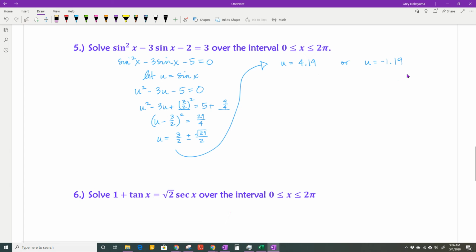Again, what does u equal? U equals the sine of x. So where's the sine equal to 4.19? Never. Where's the sine equal to negative 1.19? Again, not ever. So I didn't box it on the first one, y'all, because I had the possibility over here. But negative 1.19, again, is outside of that range of being between 1 and negative 1. So there's no solution to this problem.